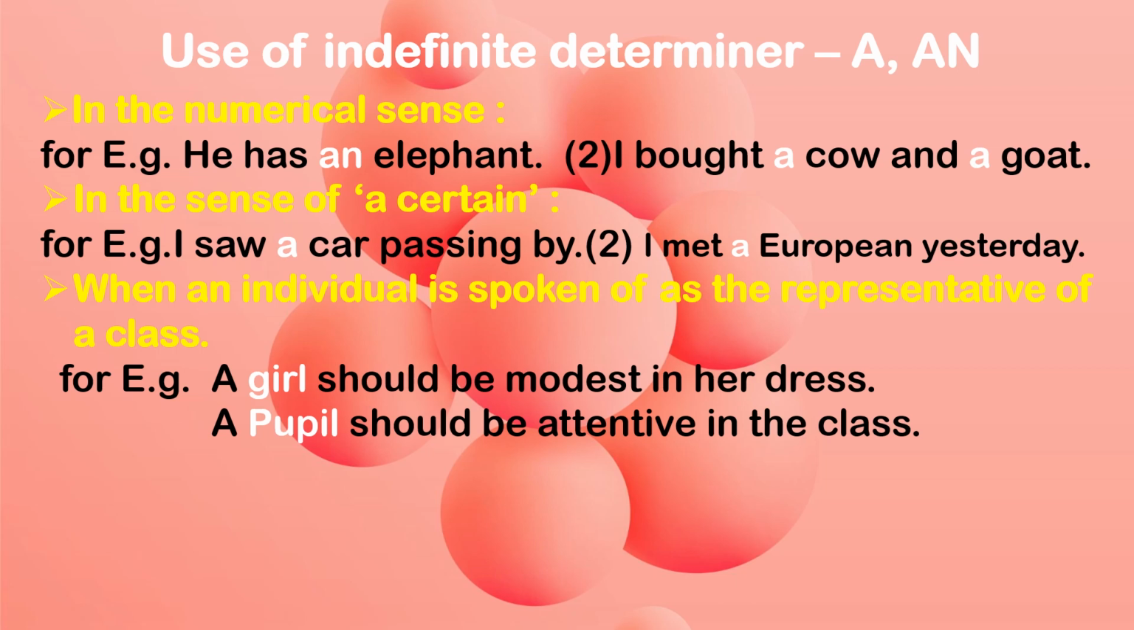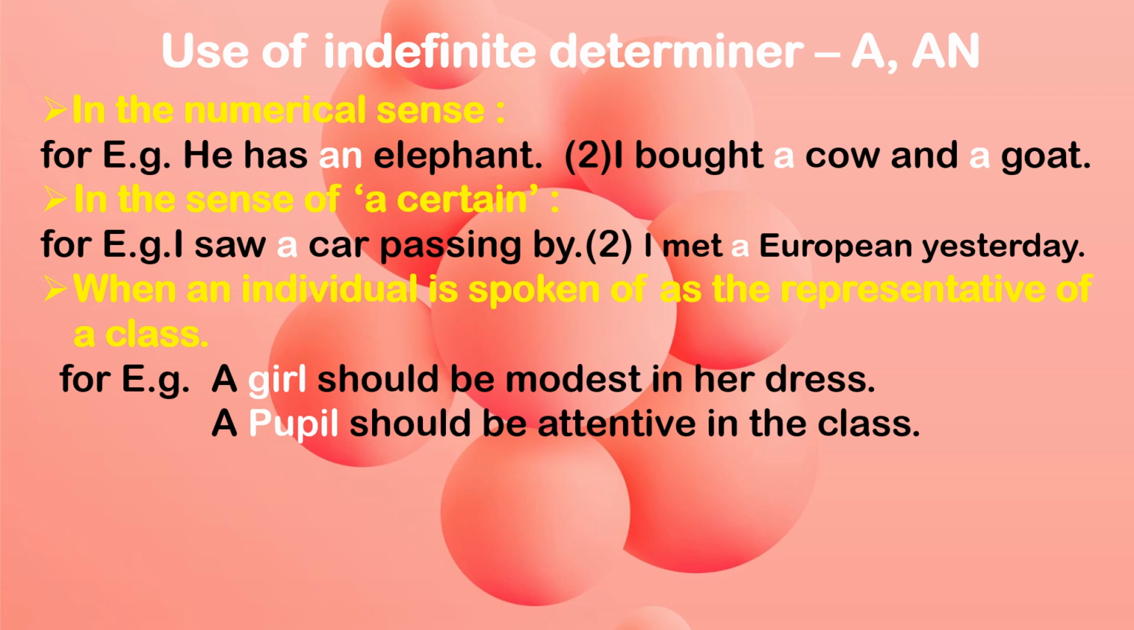Example, I saw a car passing by. That means you have seen a car passing by. It is going near you. So a is certain. I met a European yesterday. So again you are sure because you have met somebody, a European.